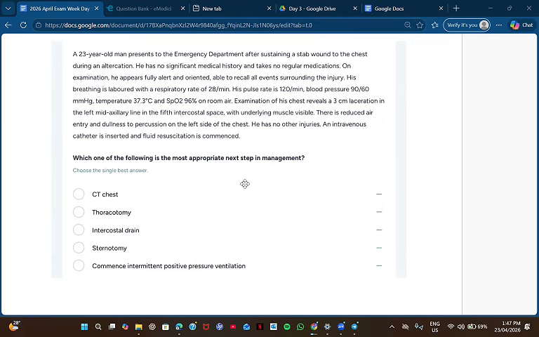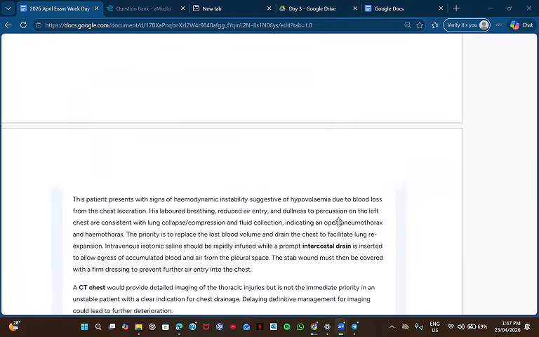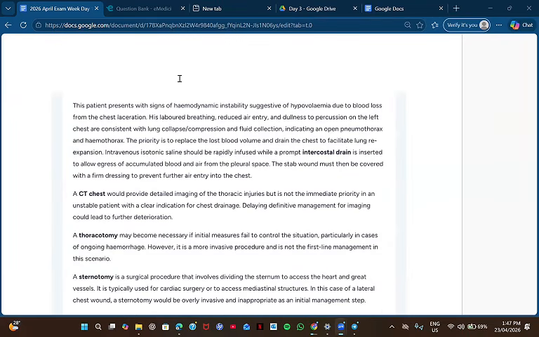An IV catheter is inserted and fluid resuscitation commenced. Which one of the following is the most appropriate next step? What do you think? Yes, here is what we should do.